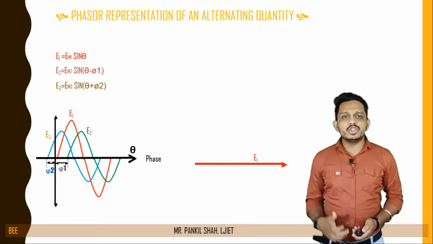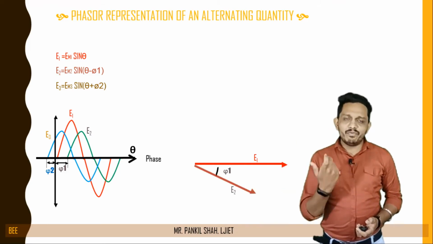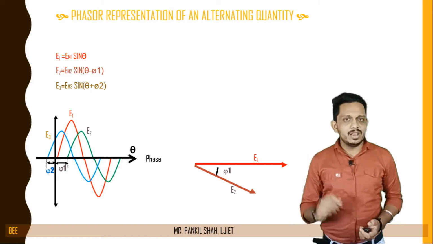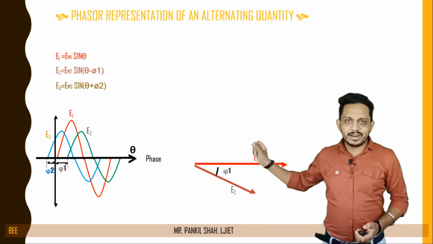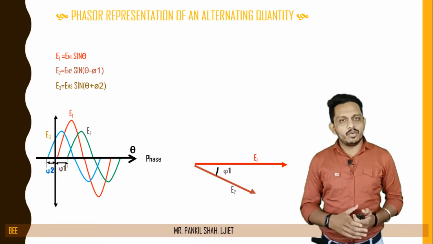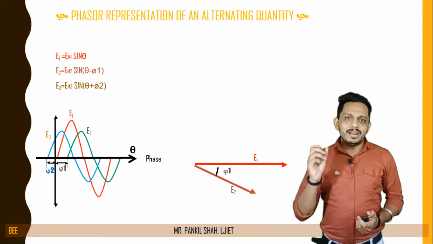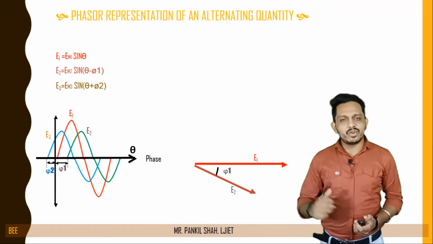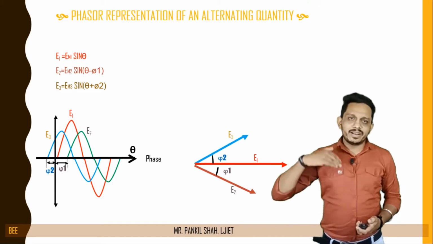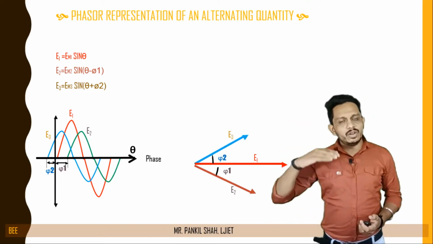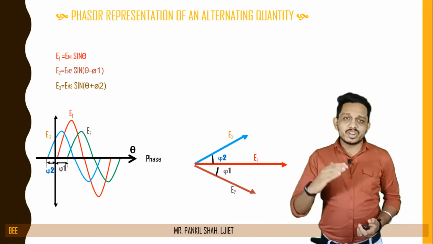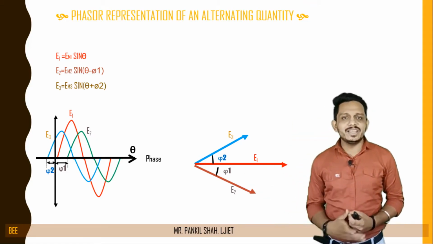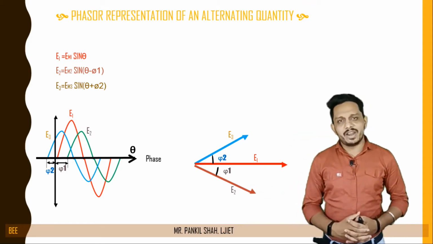So here this E2 vector is at a negative phase angle, minus phi 1. So we will draw the second vector with the magnitude of EM2 and angle phi 1. We have drawn our second vector, and the third vector is at plus phi 2, so the third vector will be drawn just above our reference. You can see that in this manner you can draw any vectors.